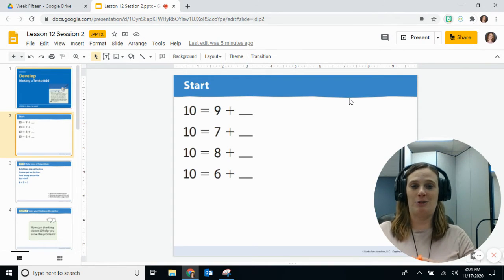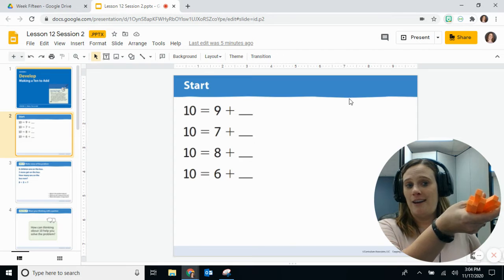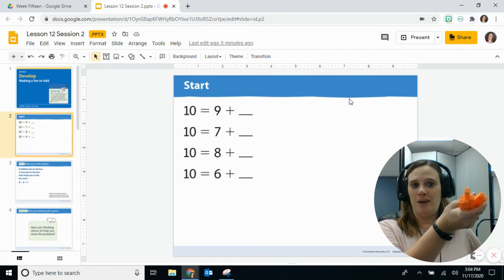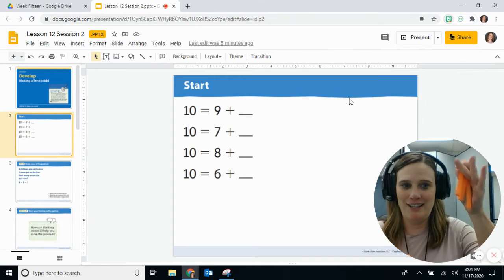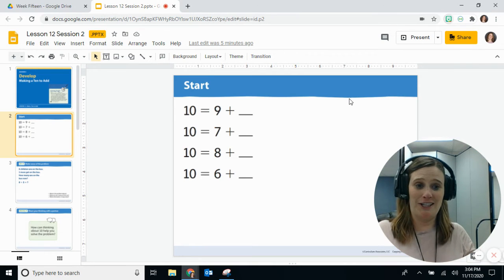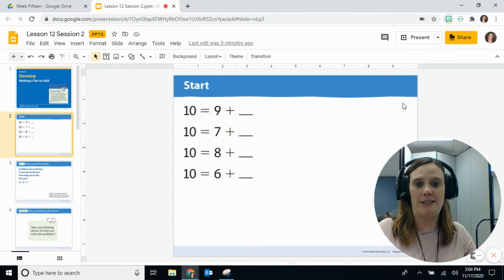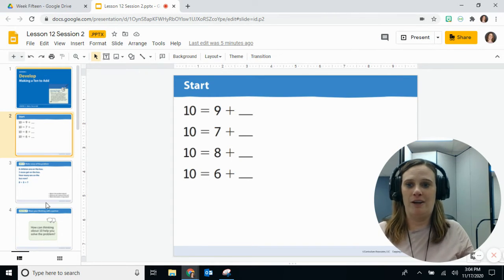And then the next one says 7. So if I showed you 7, how many am I hiding behind my back? Think about it. Did anybody say 3? I have 3 behind my back. So you can do the next 2 all by yourself. You can pull out those 10 rods if you want to help you count. All right, let's keep going.